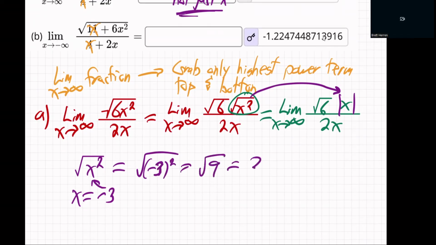Square root of 9, which is what? 3. So you see what it did? We put in negative 3, and what did we get out? Positive 3. See, it made it positive. Do you see that? It's because that second power right there makes it positive.